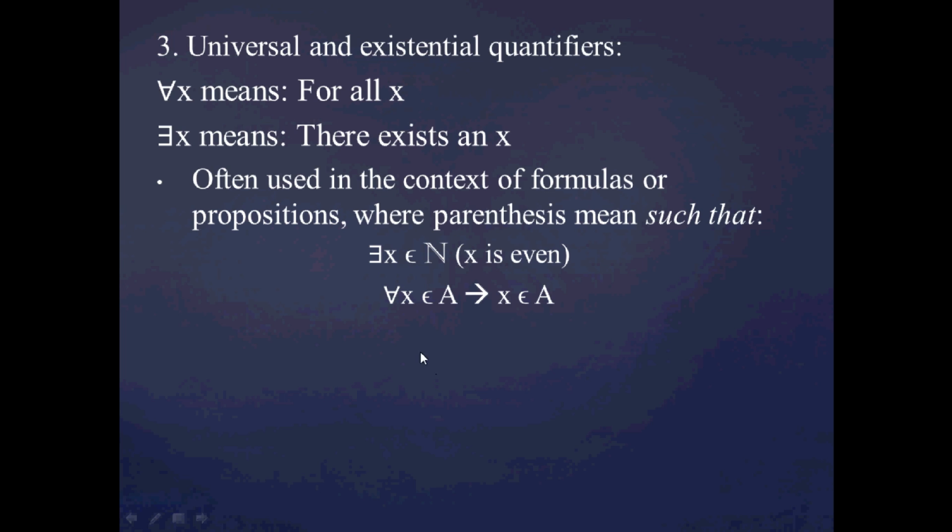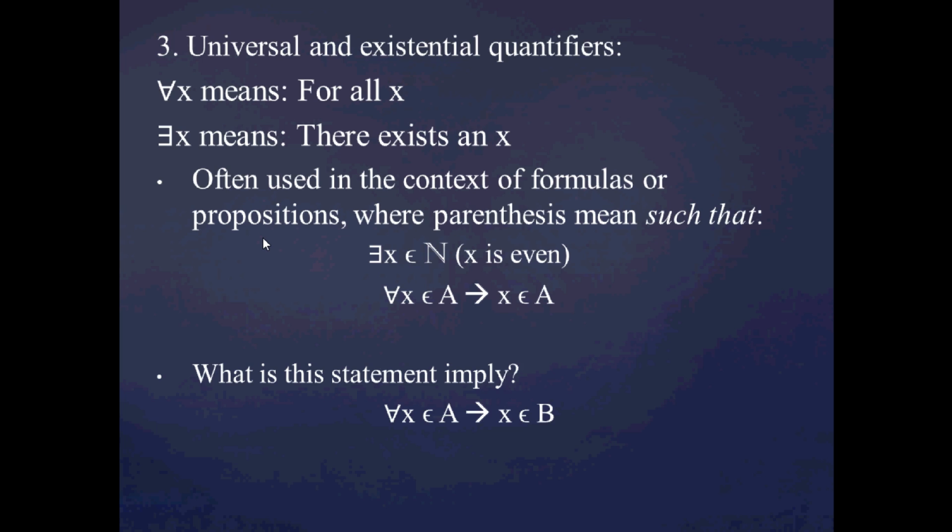Here's another example. All objects within the set A, if that's true, that implies that same object is also in A. So of course that's true, that's a tautological statement. But I just want to get you guys used to reading these sorts of statements. So here's a practice question for you guys. What does this statement imply?